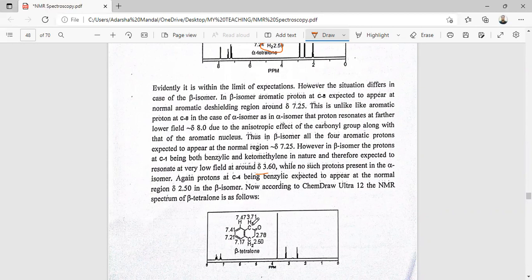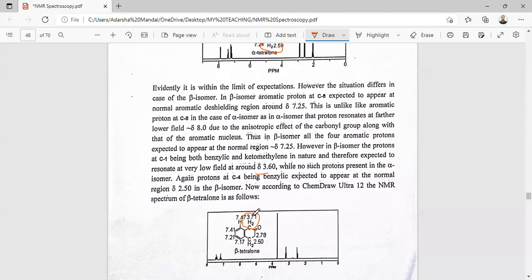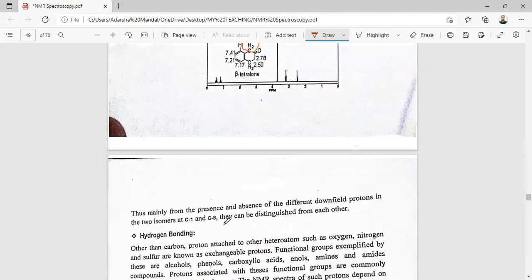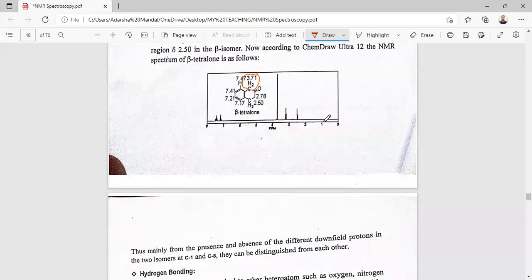Now, so we can distinguish the alpha isomer from the beta isomer. Here this CH2 group is in the benzylic position, and also, due to the anisotropic deshielding effect of this carbonyl and benzene ring, this is much more deshielded compared to the alpha isomer. So it is in the 3.71 region. Thus mainly the presence or absence of the different downfield protons in the isomers at C1 and C8, this C1 and this C8, lets us distinguish them from each other.